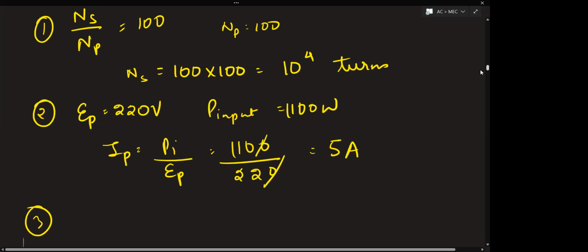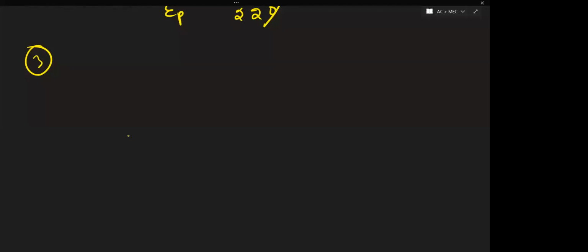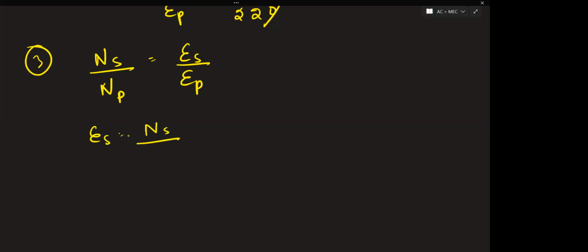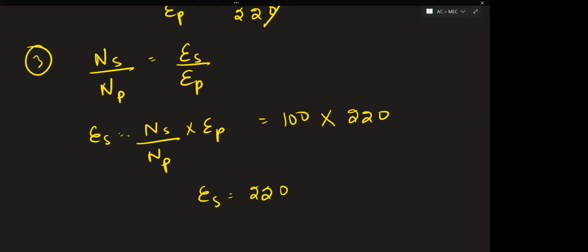Third part was asking the voltage in the secondary. So voltage in the secondary can be calculated by any formula. See, you have NS by NP equal to ES by EP. Now only ES is unknown, rest of the things are known. So ES will be equal to NS by NP into EP. NS by NP is 100, the transformation ratio, and EP is given as 220. So ES will be 22,000 volts. Yes, now your answer is right, Sarah. Hamza, 22,000 volts. Yes, answer for the third part.